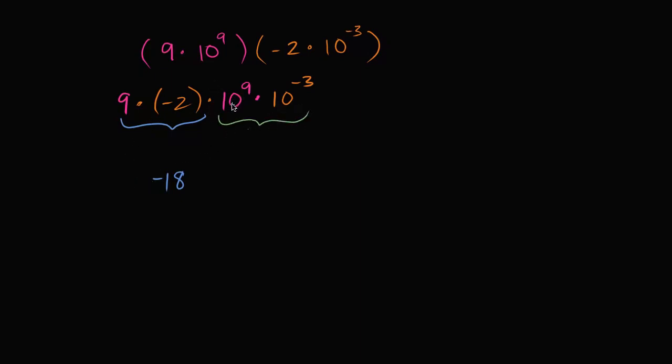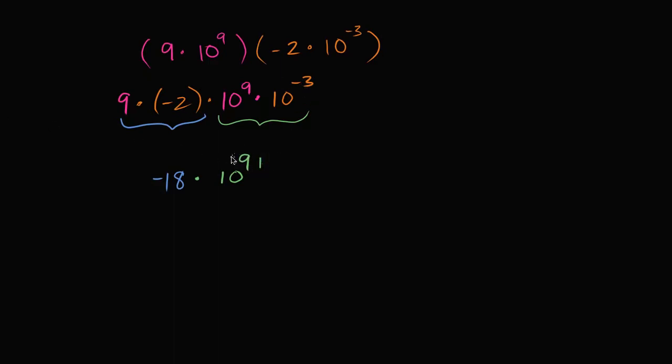Well, if I have a number raised to some exponent times that same number, I have 10, I have the same base for both of these, times that same number raised to another exponent, this is going to be the same thing as that base raised to the sum of these exponents. This comes straight out of our exponent properties. So this is going to be 10 to the 9 plus negative 3 power.